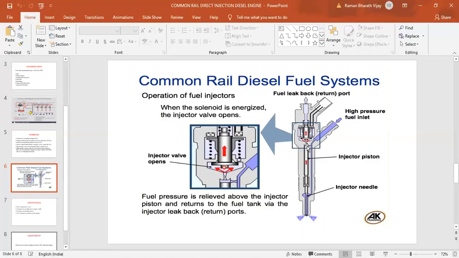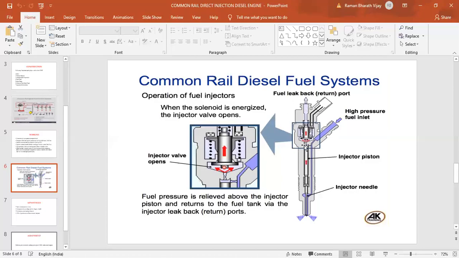There is high pressure fuel here. When the injector valve opens, the high pressure fuel is relieved. It goes through this opening of the fuel leak back port and goes to the fuel tank. When the solenoid is energized, the valve opens, and fuel goes automatically through this fuel back port to the fuel tank.